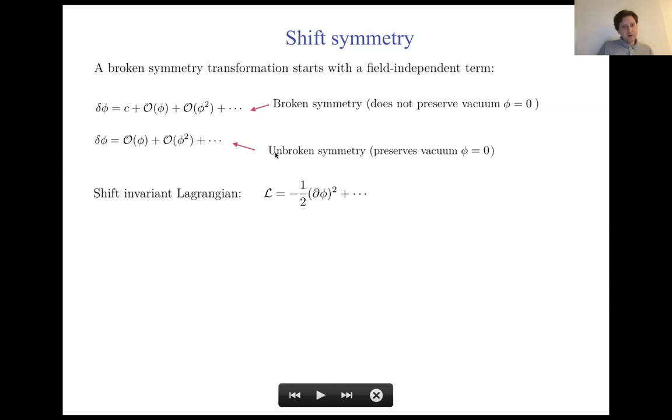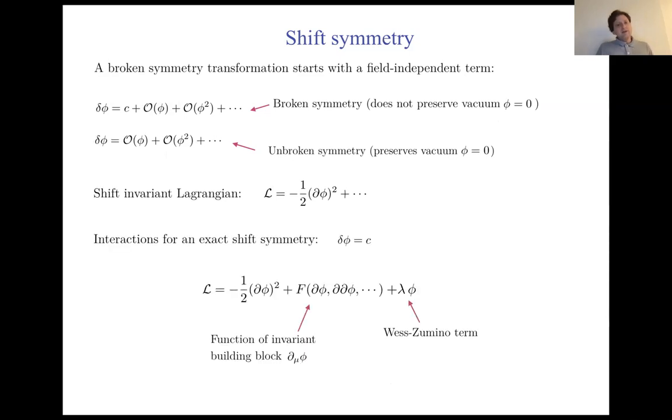On the other hand, an unbroken symmetry is one which does not have this constant piece out front, and this preserves the vacuum. Because of this constant piece, the leading order Lagrangian, the second derivative part, always has to be a massless kinetic term like this if we're limited to two derivatives. So it tells us that the leading part of the Lagrangian is the ordinary kinetic term.